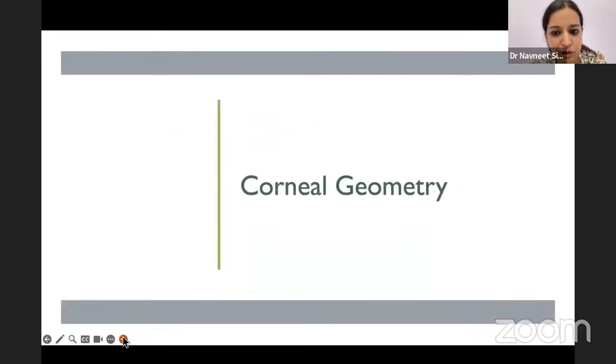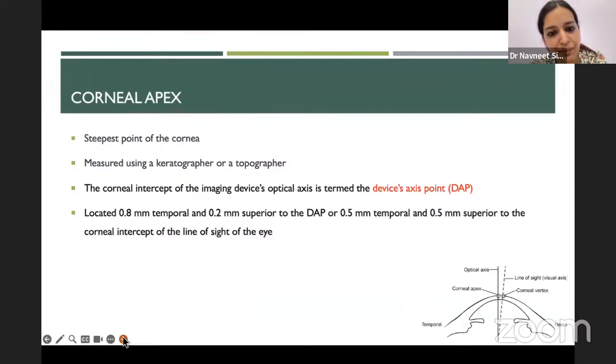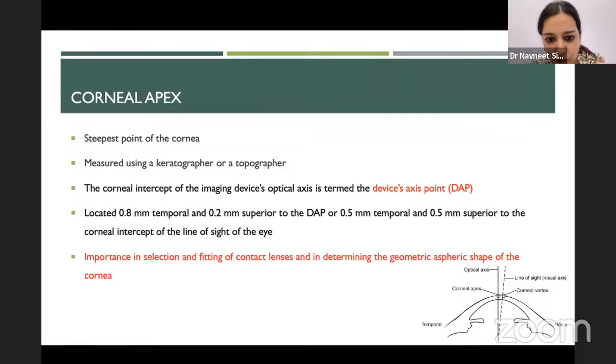Now, defining the corneal geometry. First of all, we'll define the corneal apex. The corneal apex is the steepest point of the cornea. As you can see in this diagram, it is usually measured using a keratograph or a topographer. The corneal intercept of the imaging device's optical axis is termed the device axis point. We need to understand the corneal apex because knowing it is important in the selection and fitting of contact lenses, and also to determine the geometric aspheric shape of the cornea.